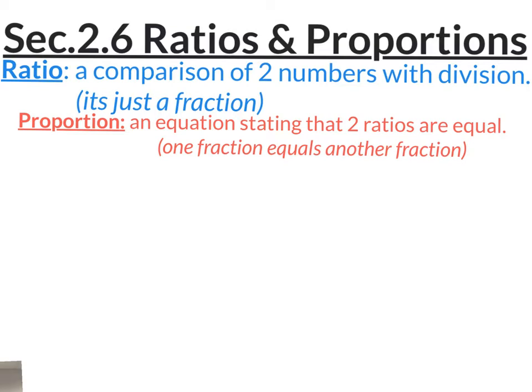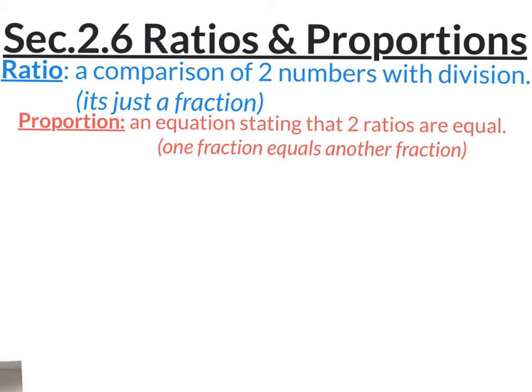Anyways, so what is a ratio? If you remember from the previous chapter 1 when we classified numbers, a ratio, according to the book, is a comparison of two numbers with division. We already know a ratio, it's just a fraction. So a ratio is just a fraction.